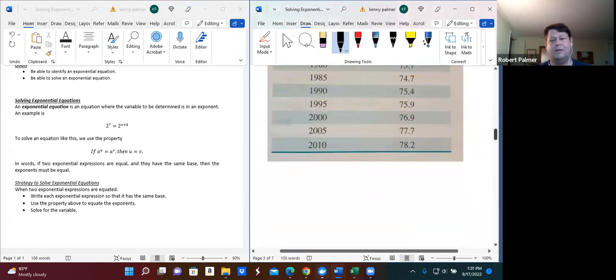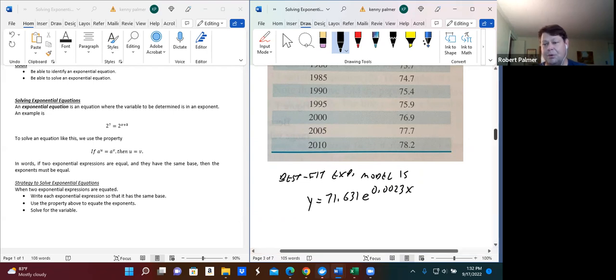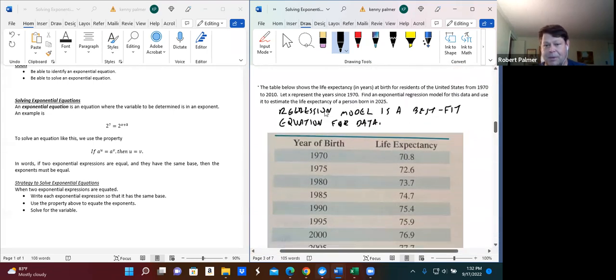Let's take a look. Let's write down the best fit exponential model is y equals 71.631 times e to the 0.0023x, where x is, once again, our years since 1970. So the question we want to do is to estimate life expectancy of a person born in 2025.